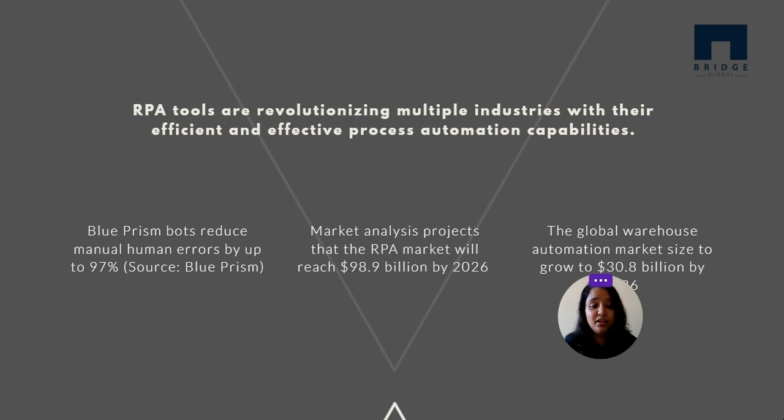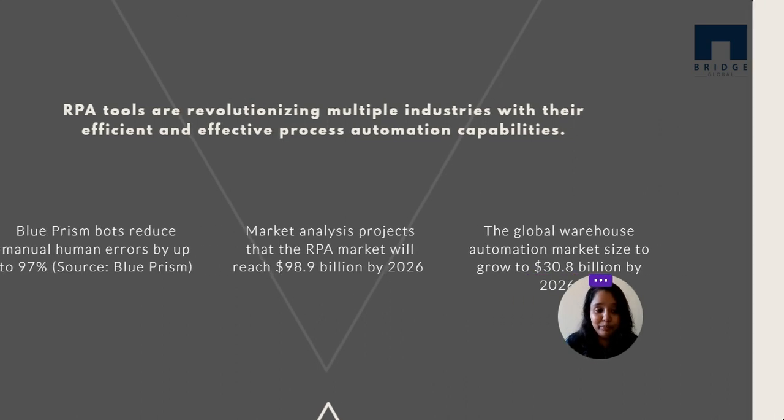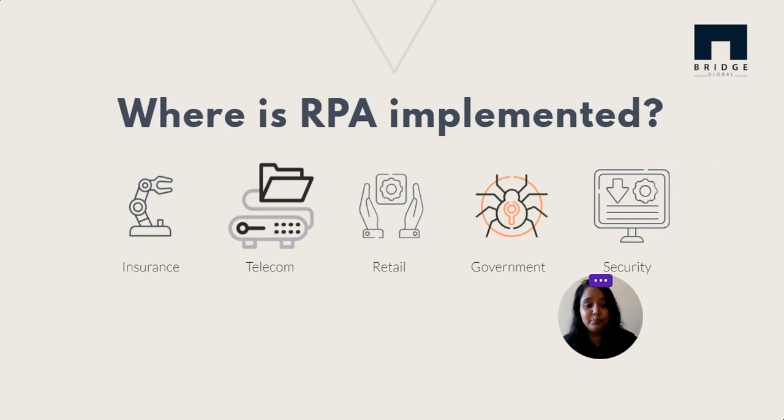Now, keeping this in mind, let's move on to the next topic: where RPA is implemented. I'll be giving some examples. RPA isn't limited to specific industries. It is used wherever there are repetitive or rule-based tasks that can be automated.